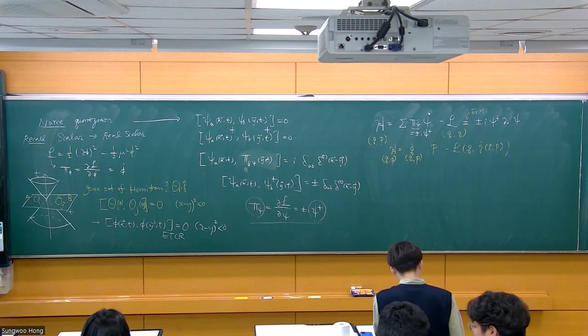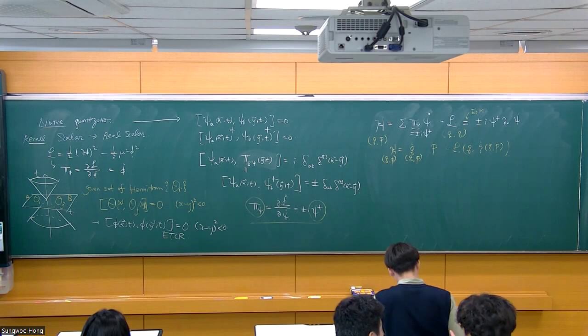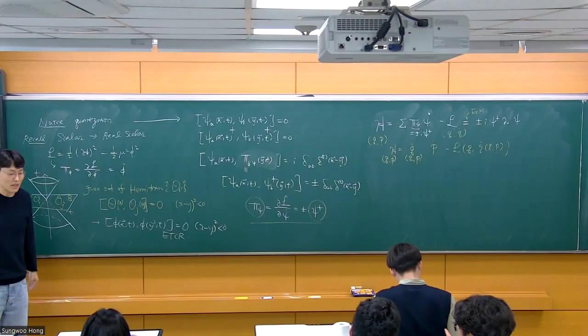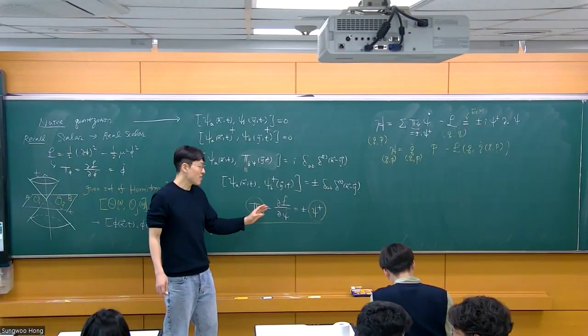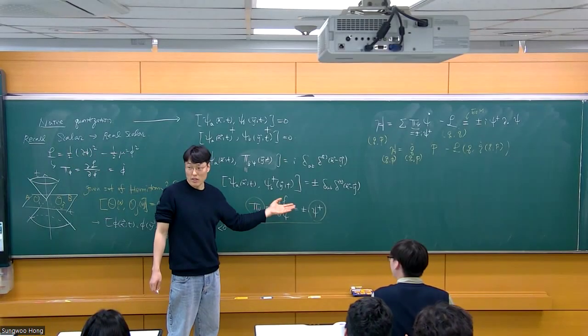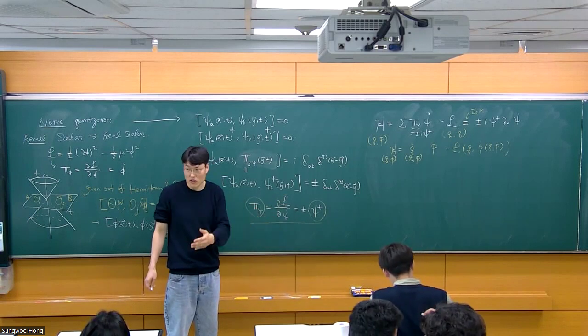Doesn't the non-invertibility of the constraint signal something like a gauge something? Good. So, like I said, non-invertibility comes from this fact. So it gives you some sort of constraint.